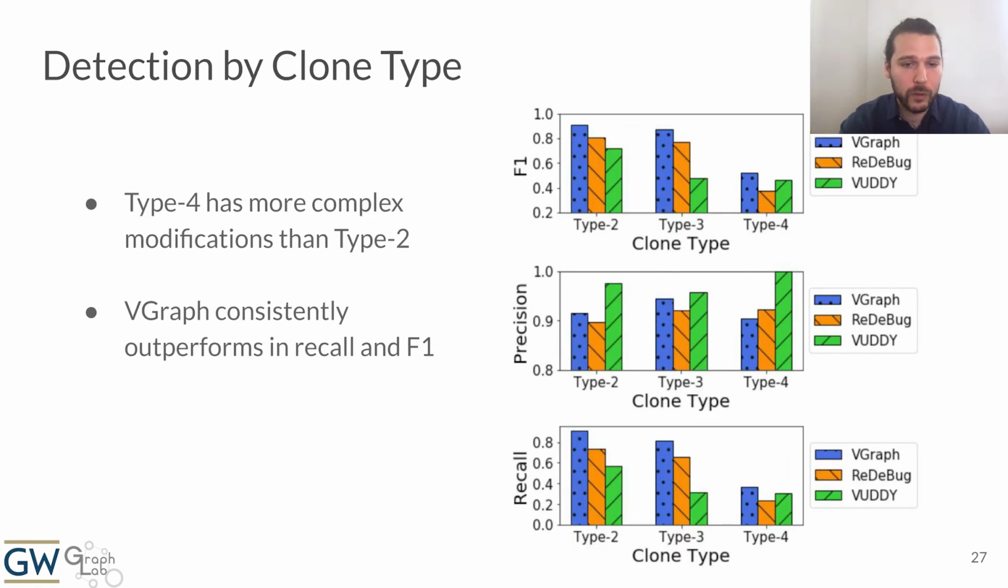This is yet another view of the previous results, this time broken down by code clone type. If you remember, the clone type essentially means the complexity of modifications that occur to the clones, with type 4 having the most complex and type 1 the least. We can again see that VGraph provides improved detection performance at types 2, 3, and 4 code clones over the comparison approaches.